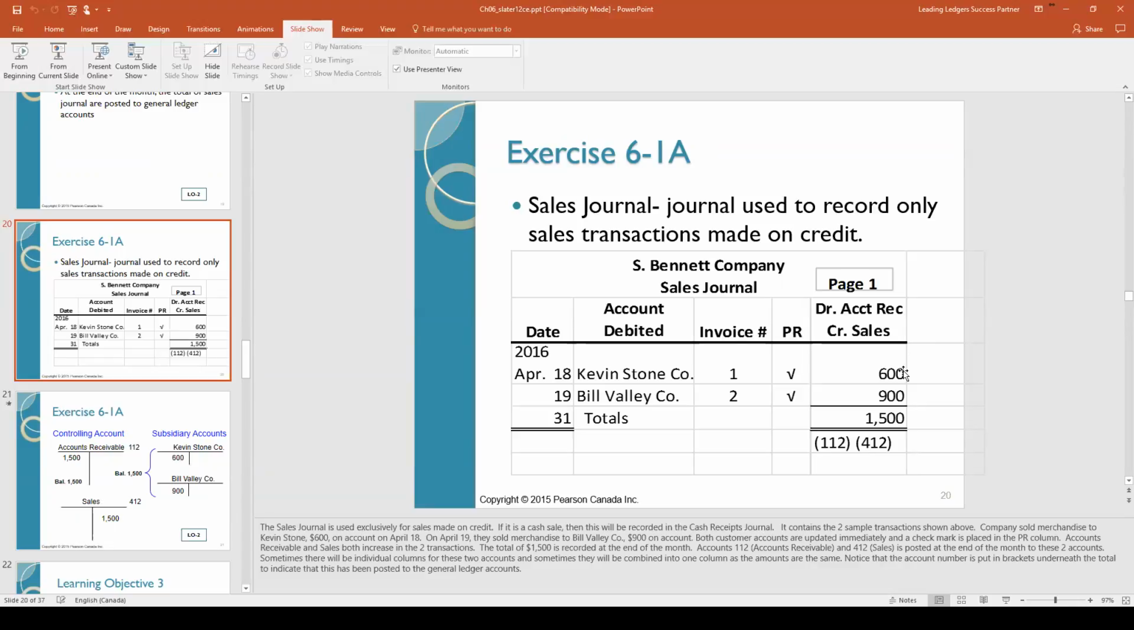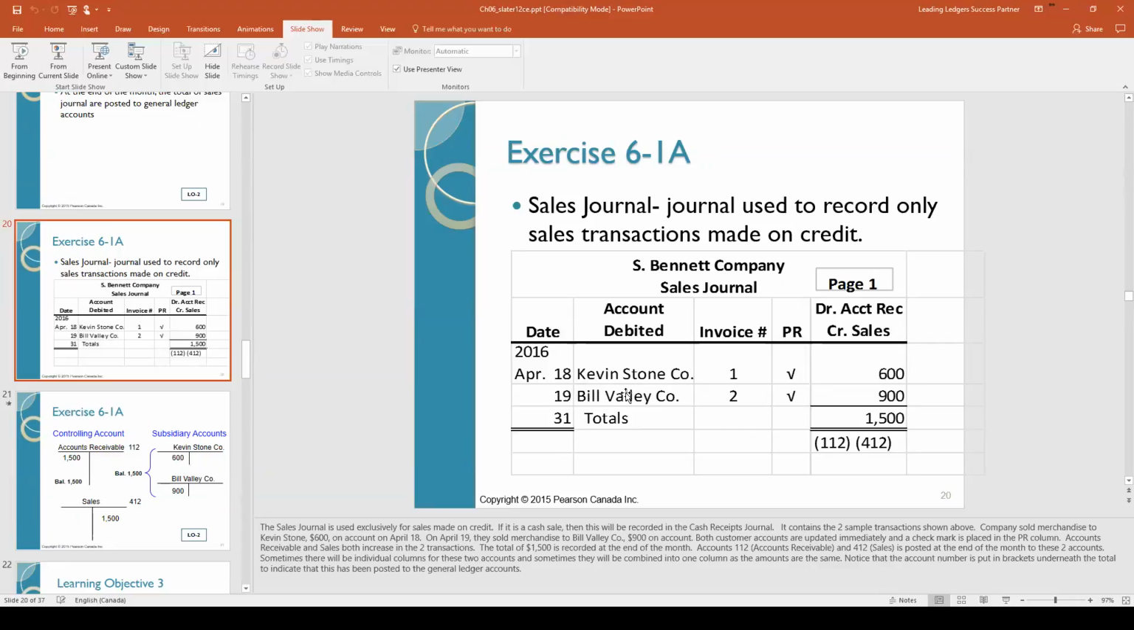So on April 18th, I write down that Kevin Stone Company, I had a sale with them, invoice number 1. I go to their subledger account. Under accounts receivable, you'll learn that every account has a subledger account. I record that $600 sale and I put a check mark, and that's it. I don't do any posting to the general ledger accounts, only the subsidiary ledger account. Presumably there'd be a lot more sales, but in this example, there's only 2 sales.